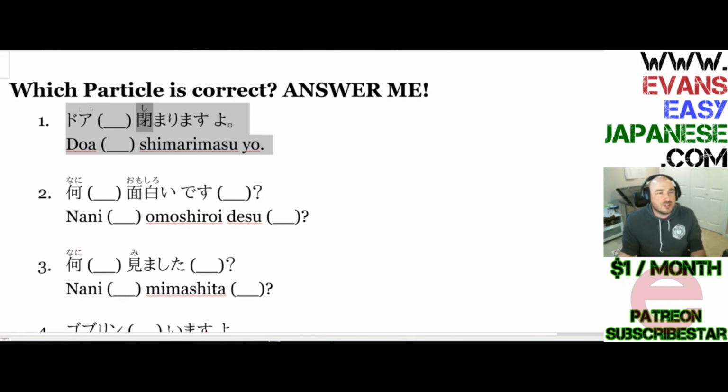All right, number two. Really quickly, what is the transitive form or pair of shimarimasu? We haven't talked about verb groups yet, but this is a group one. What would be the transitive of shimarimasu? Shimarimasu is intransitive. We want to know what the transitive is. What would get the O particle? Shimemasu. Change this ma to a me.